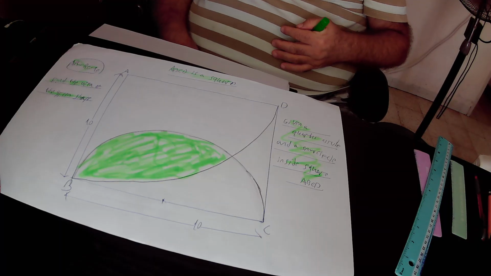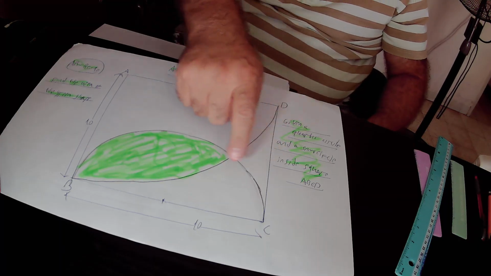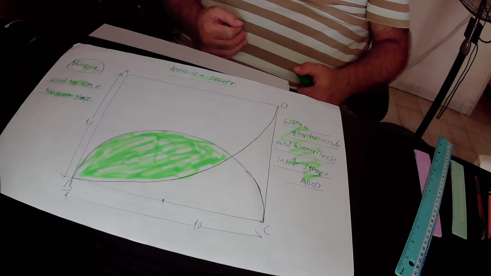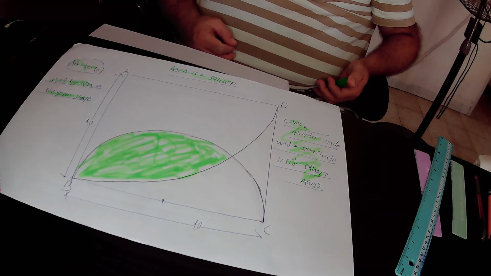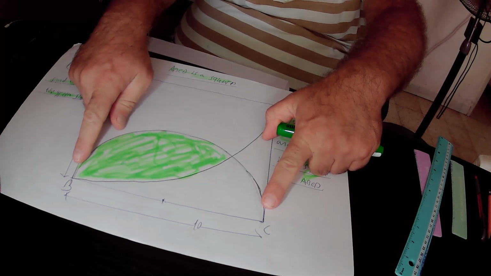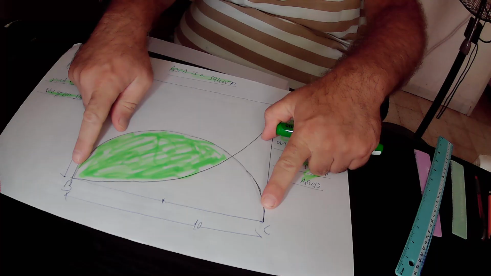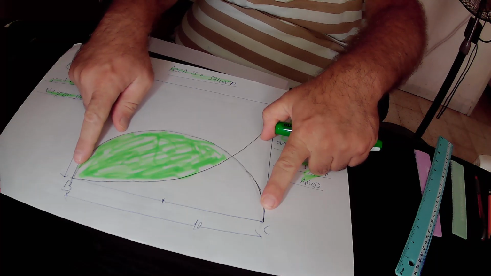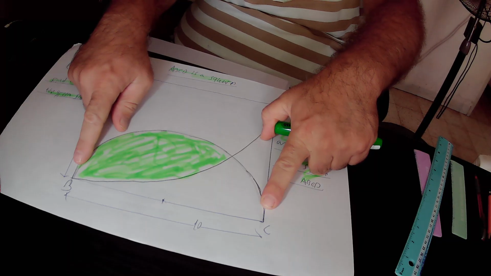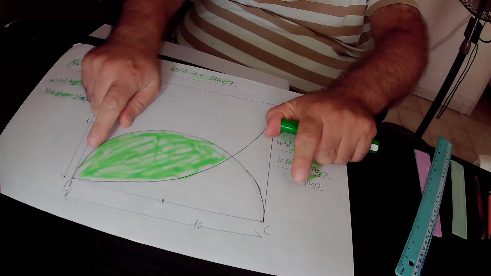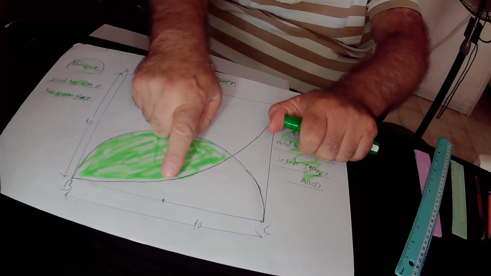So first of all, BC is one side of square ABCD, and it is equal to 10 units in length. BC is also the diameter of this semicircle. This is equal to 10. If the diameter is 10, then the radius must be equal to 10 over 2, that is 5. So the radius of this semicircle equals 5 units in length. We will mark the center of this semicircle, this point, as O.